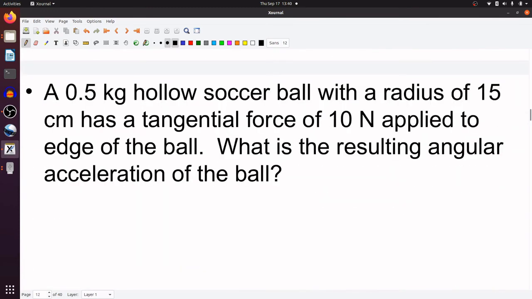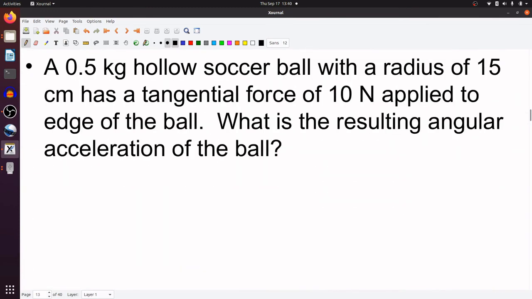Alright, let's do one where we have to look up the rotational inertia, and I'll have to go back a few slides because I always do. I know the difference between hollow and solid, but I would never remember the numbers. So we have a 0.5 kilogram hollow soccer ball with a radius of 15 centimeters, which has a tangential force of 10 newtons applied to the edge of the ball. What is the resulting angular acceleration of the ball?